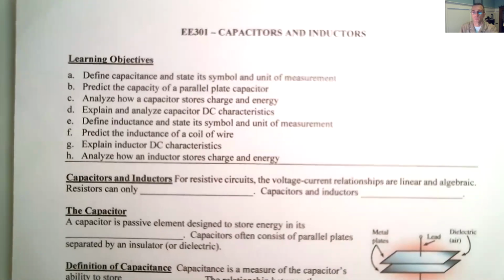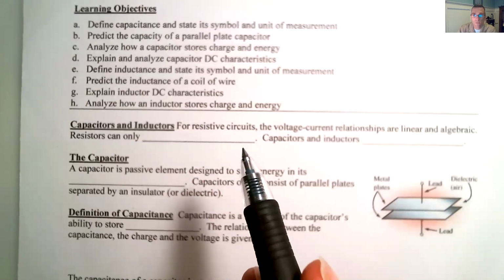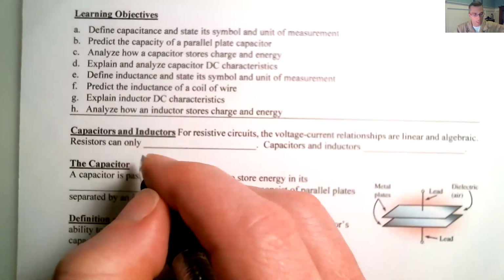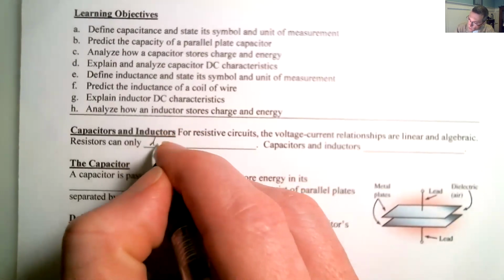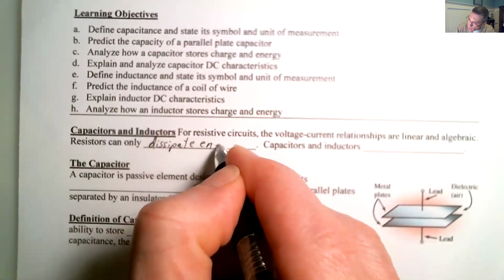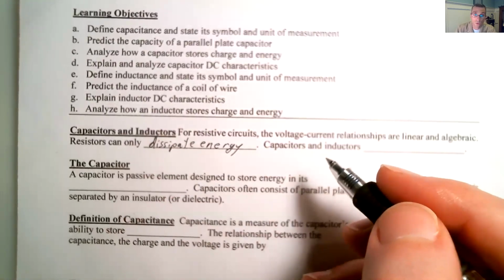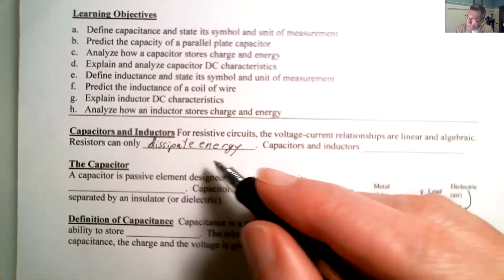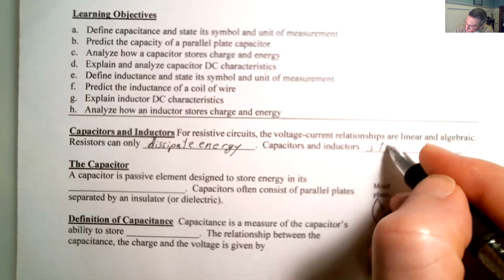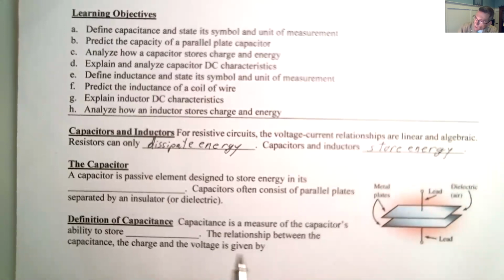All right, so first thing, capacitors and inductors. For resistive circuits, the voltage-current relationships are linear and algebraic. Resistors can only dissipate energy. That's why most of our questions ask how much power is absorbed by a resistor. But resistors can only dissipate energy. Capacitors and inductors, they store energy.